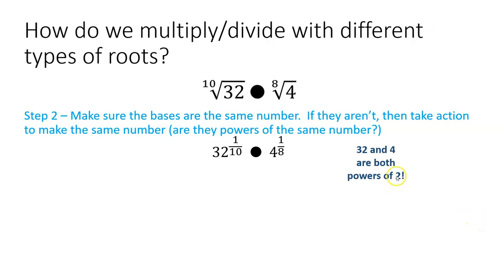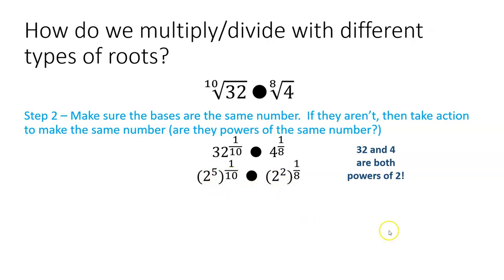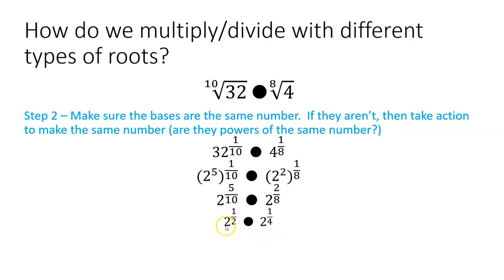It's 2. 2 to the second power is 4. Times 2 is 8, times 2 is 16, times 2 is 32. So 2 to the fifth power is 32. We will rewrite both of these bases as powers of 2. 32 is 2 to the fifth power, 4 is 2 squared. Then we'll follow our power to a power rules and multiply these exponents and get 2 to the 5/10 power times 2 to the 2/8 power. We'll reduce those, and now 2 to the 1/2 power times 2 to the 1/4 power.